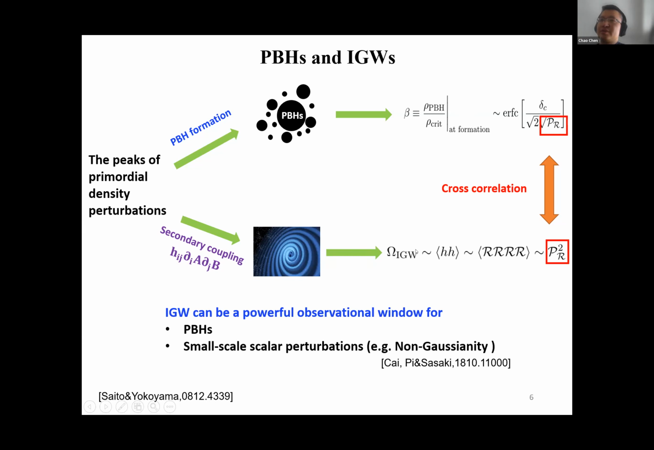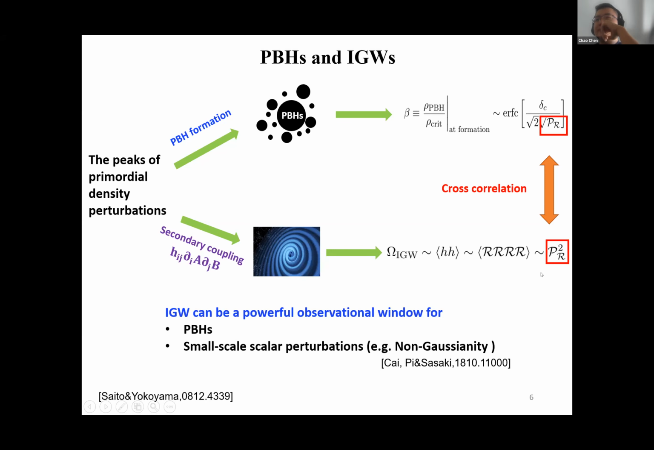The energy spectrum of the induced gravitational wave is proportional to the 2-point correlator of the tensor modes, and proportional to the 4-point correlator for the scalar perturbation. And this is the square of the power spectrum. So you can say that once you have some primordial black holes, you must have a certain amount of induced gravitational waves. So we can use this induced gravitational wave to detect the primordial black holes.